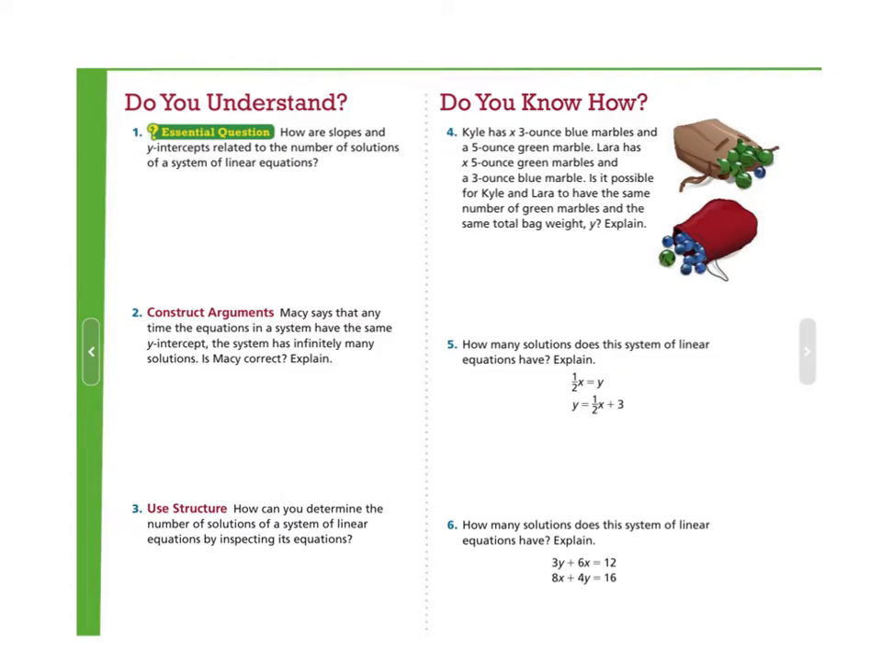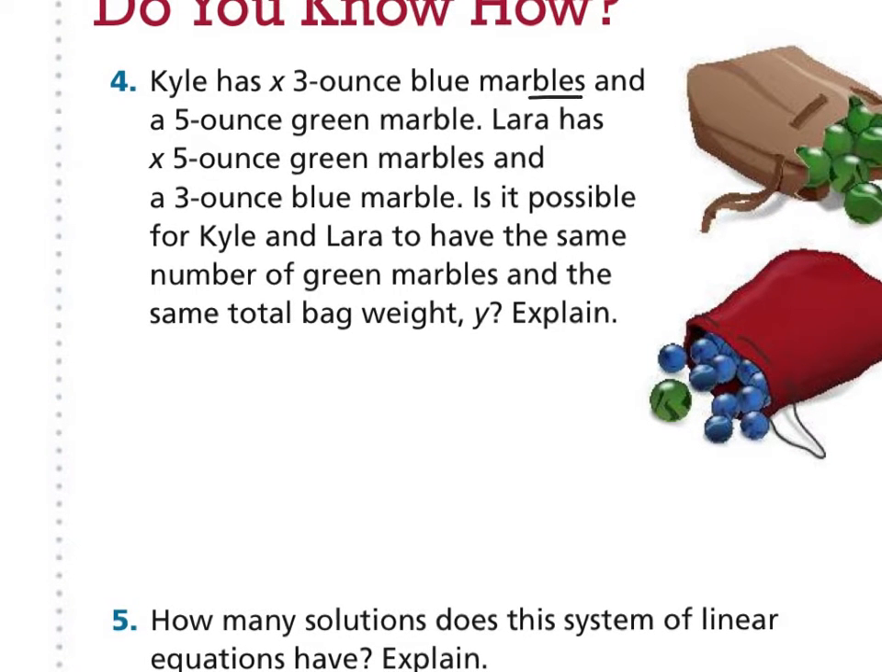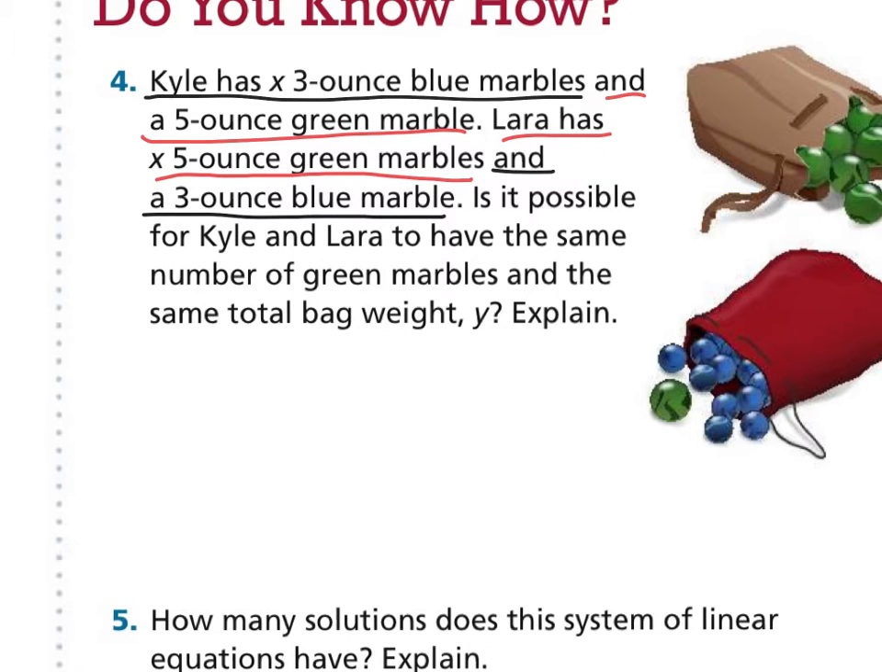So look at the Do You Know How number 4. Kyle has x 3-ounce blue marbles and a 5-ounce green marble, assuming that means 1 then. Laura has x 5-ounce green marbles and a 3-ounce blue marble. Is it possible for them to have the same number of green marbles and the same total bag weight y?